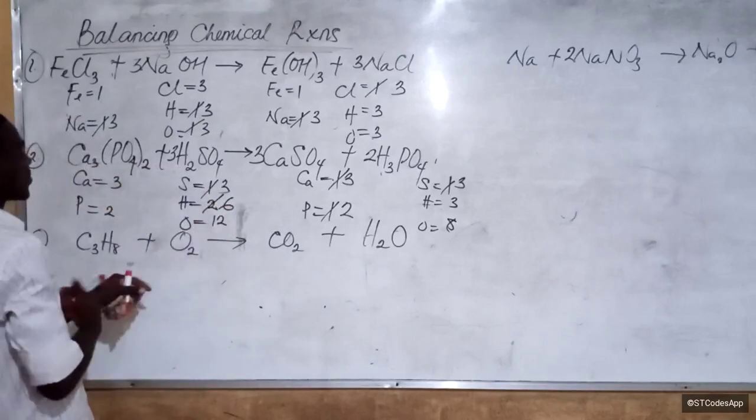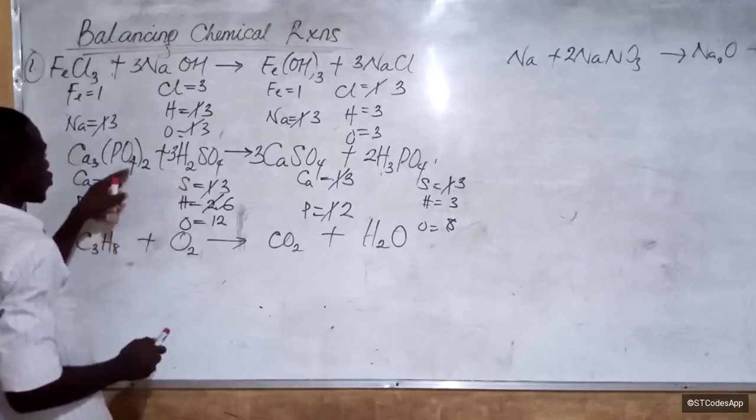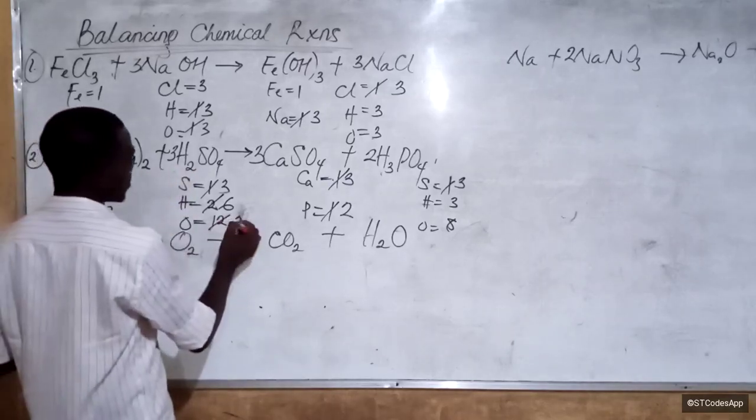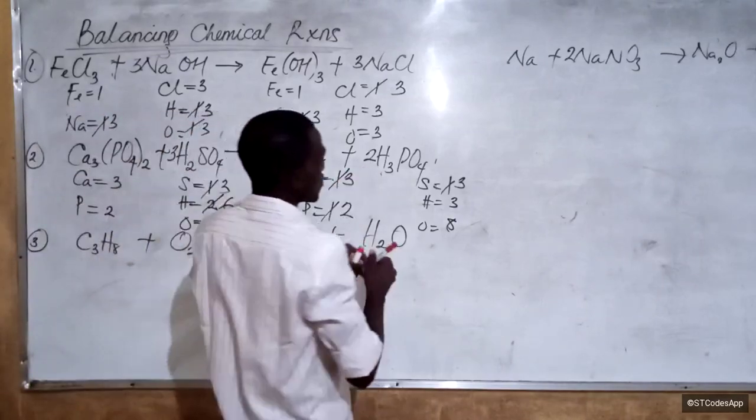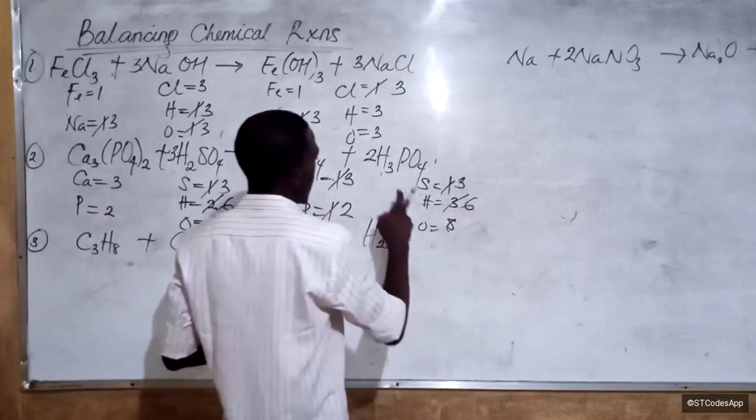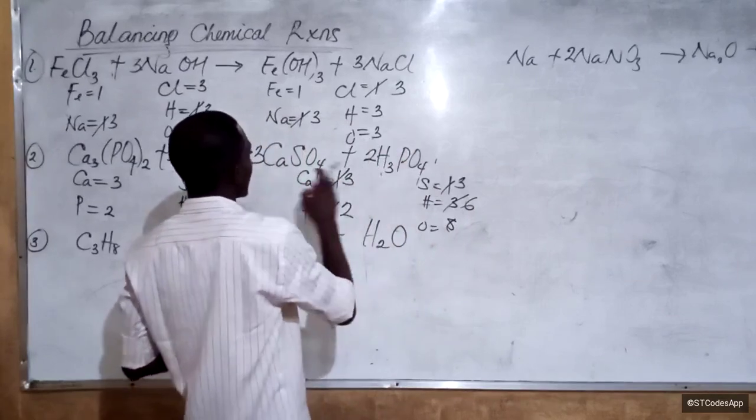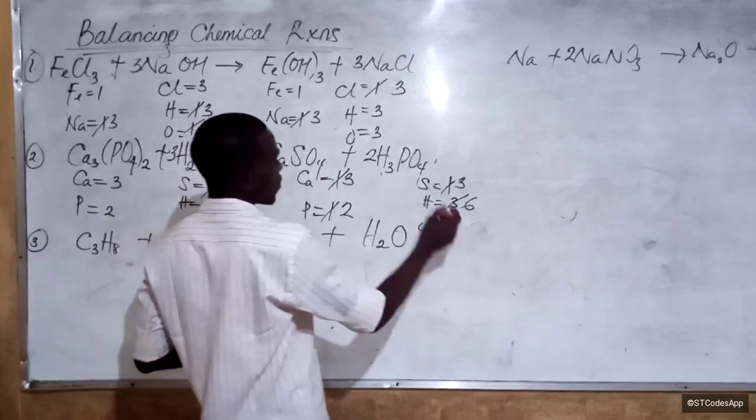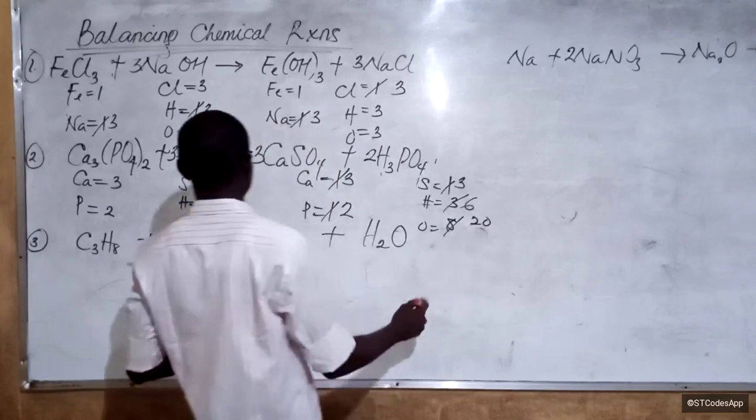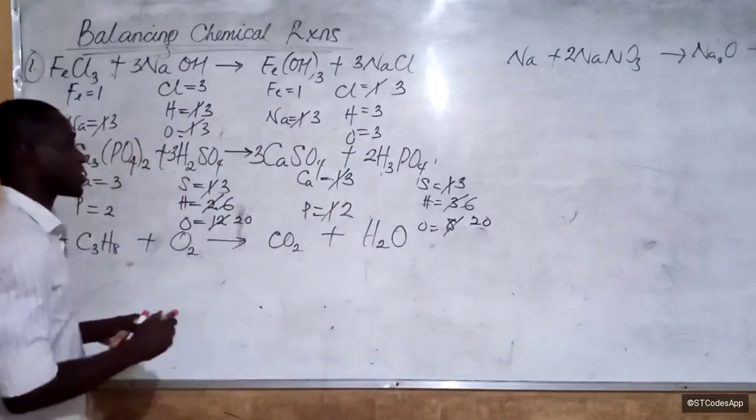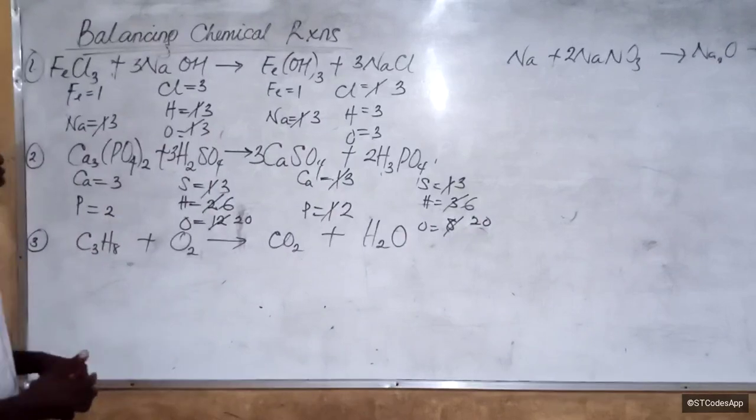And oxygen then has become 4 times 3, 12. 12 plus 8 is 20. Let's see the other side. Hydrogen is 3 times 2, 6. And oxygen is 2 times 4, 8. 8 plus 3 times 4, 12, that's 20. You see? It is balanced. Hydrogen and oxygen almost always balance themselves out.